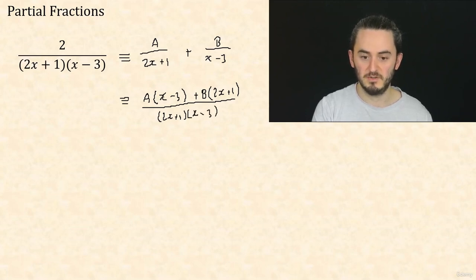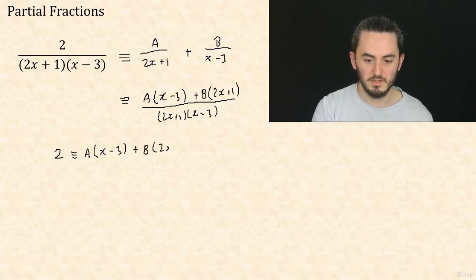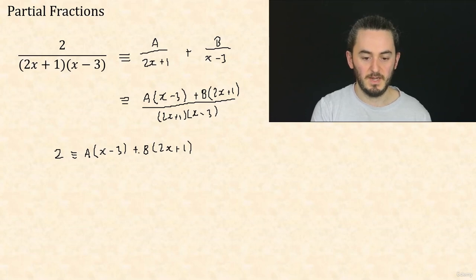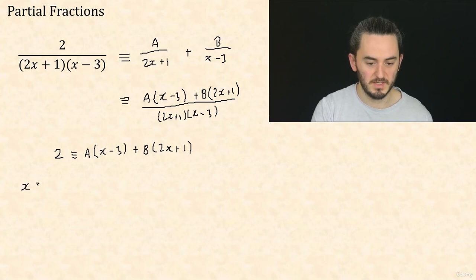Now it's the numerators we're interested in. On the left hand side it's just 2. On the right hand side it's a x minus 3 plus b 2x plus 1. Now what are the clever values of x to sub in? Well, I easily see that if I sub in x equals 3, it gets rid of that bracket for me. So on the left hand side I've just got 2, and on the right hand side this bracket's 0, and I've got b times 2 times 3, which is 6, plus 1. Alright, so that's 7, so 7b equals 2, so that means that b is 2/7.